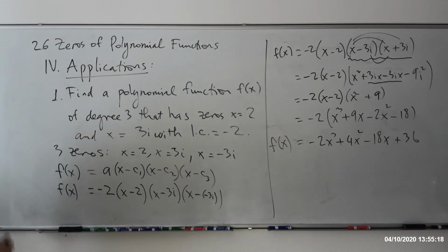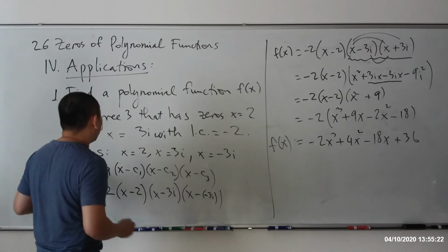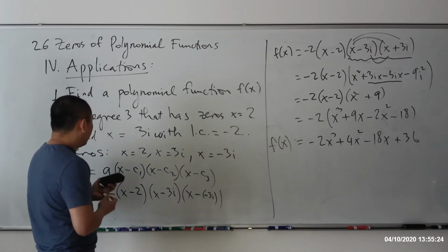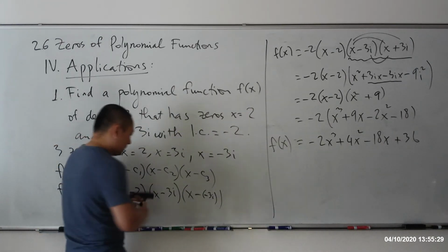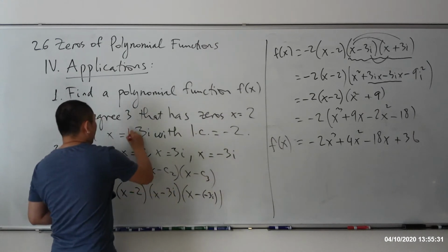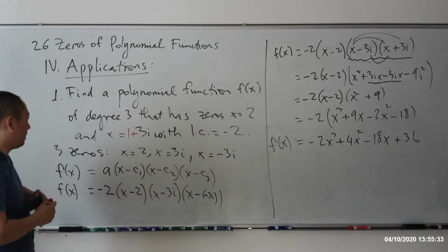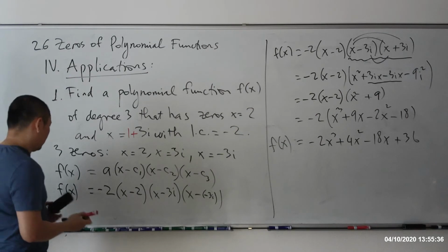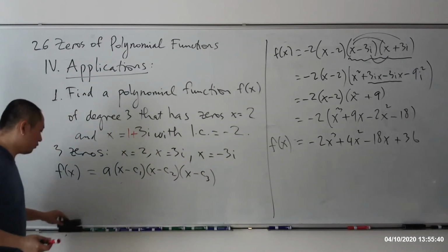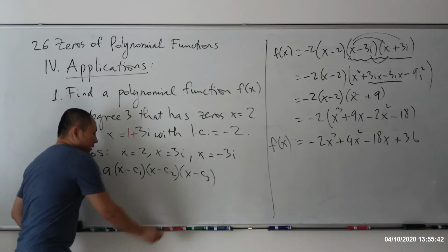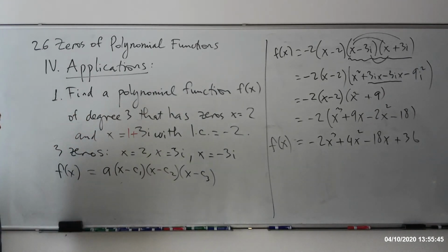Let's try another example. Let me change a little. I'm going to change just one thing. Instead of 0, 2, and 3i, I'll use 1 plus 3i. And I'll keep everything the same. Okay? Just the same type. I'll just repeat another example one more time. Just want to make sure that you guys get it. You have a chance to see the type of problem twice. And that's better for you.